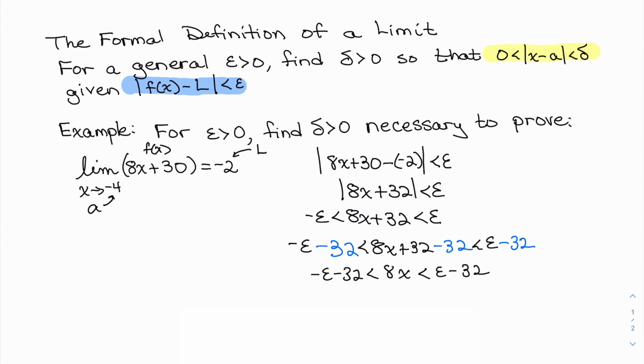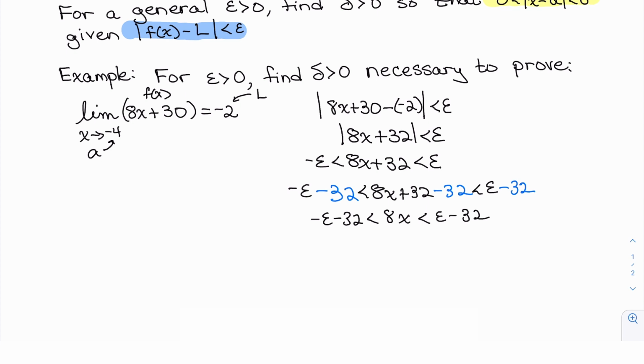Now I still need to remove that coefficient of 8, so we're going to divide all three parts by 8. And when we divide all three parts by 8, with each of the left side and the right side, we want to think of this as a negative epsilon over 8. And then for this left side, negative 32 divided by 8 is -4, is less than x, which is less than epsilon over 8 minus 4. Okay, so our x is in the middle.